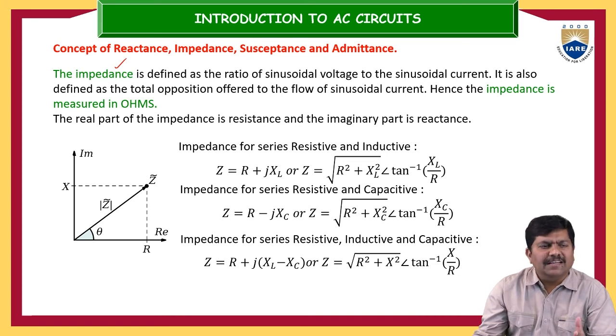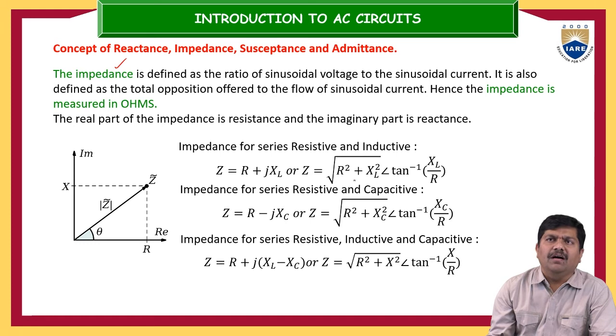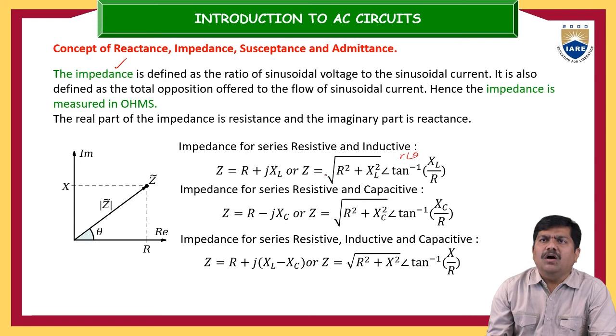The only difference is that in a DC circuit, impedance is nothing but the resistance, because there is no reactance in DC circuits. But in AC circuits, the impedance and the resistance are different, because reactance comes into the picture. So how do we calculate the impedance? Impedance Z is equal to R plus j times XL, or Z is equal to the square root of R square plus XL square at an angle of tan inverse of XL by R. This is just like R at an angle of theta, because this is just an X plus jY term.